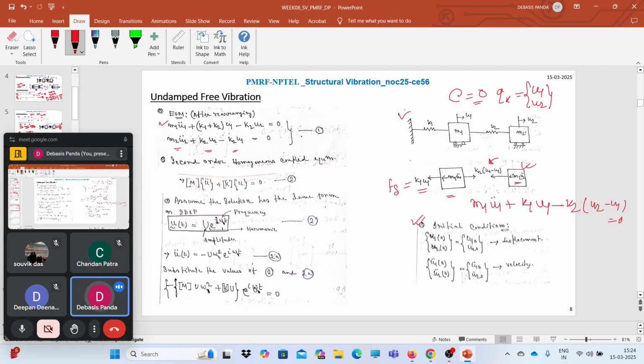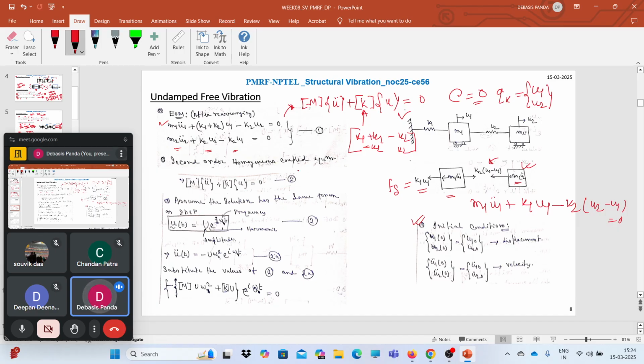Now if we rearrange them in matrix form, what we will have? We will have the mass matrix into u double dot, the vector of the acceleration corresponding to each node, plus the stiffness matrix k into u. And here the k matrix is actually coupled. If you form the k matrix, as we have already formed it, it is k1 plus k2, minus k2, minus k2, k2. So we will see in this coupled form how we can uncouple them and solve for the responses.